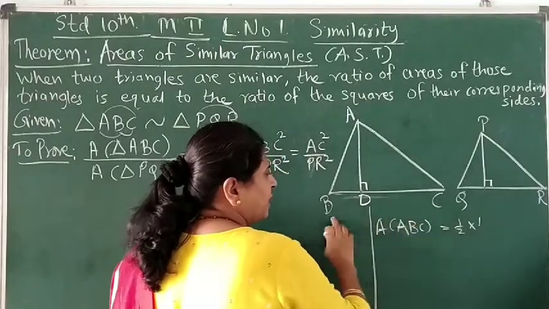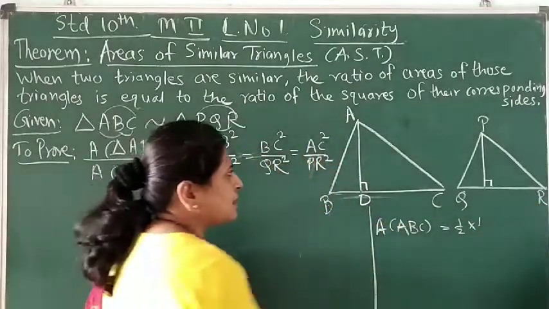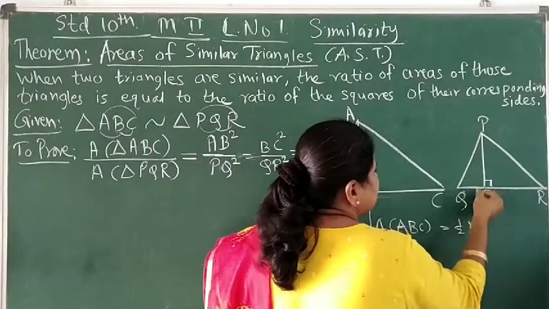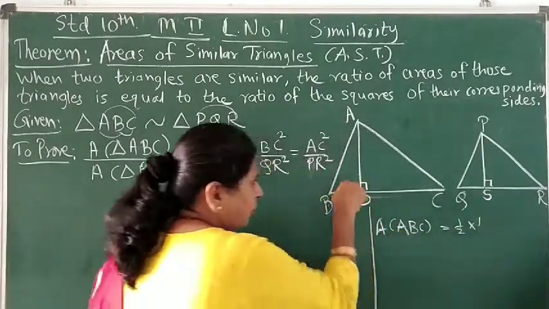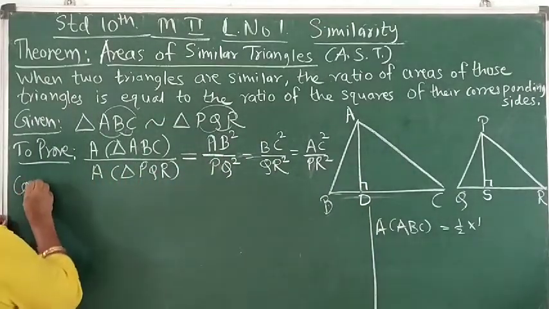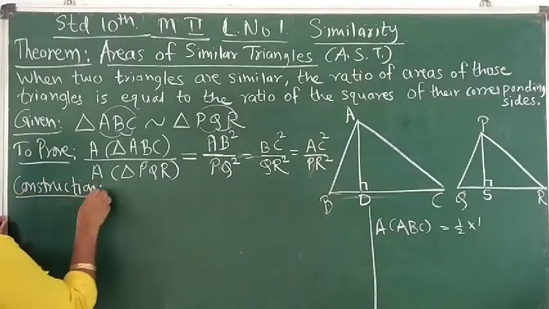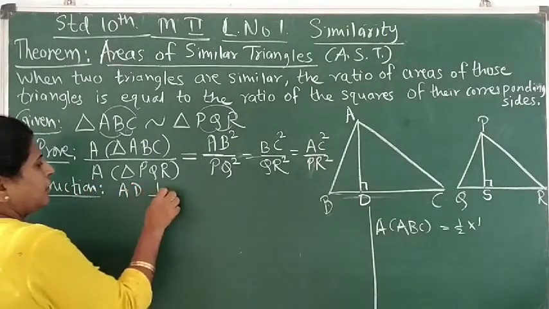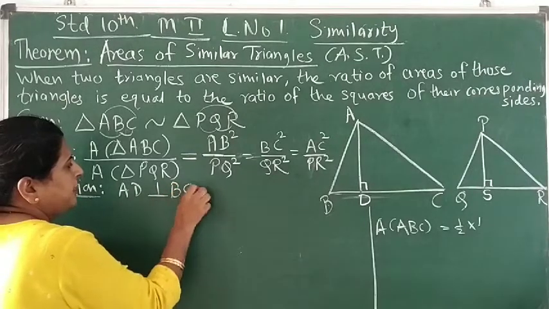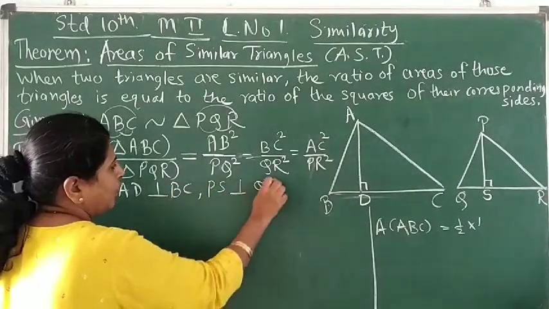If we take a triangle ABC, then QR should be the corresponding side of the other triangle PQR. Let's draw perpendiculars: from A to BC, and from P to QR, let's call that point S. So if we have drawn this, what we have tried in the construction is that AD is perpendicular to BC and PS is perpendicular to QR.